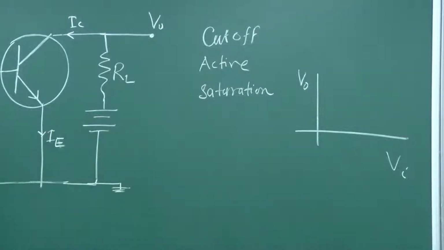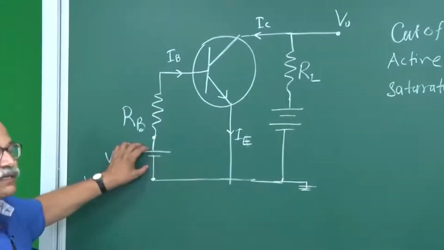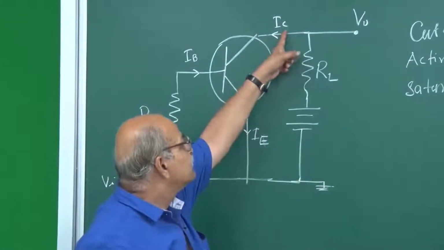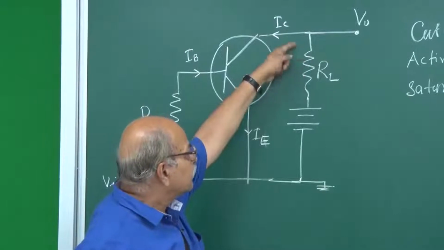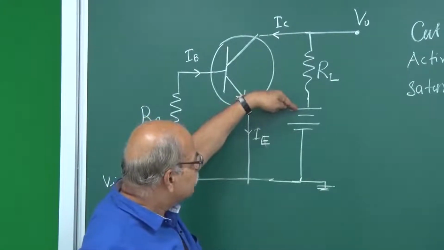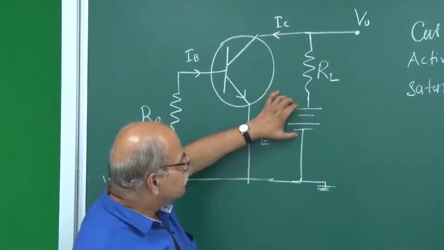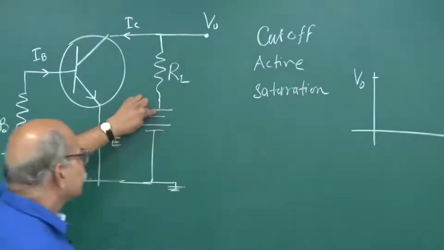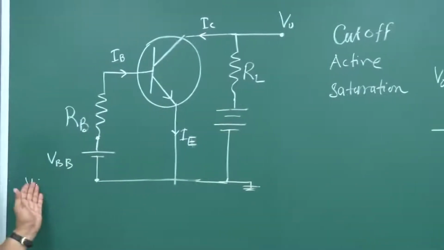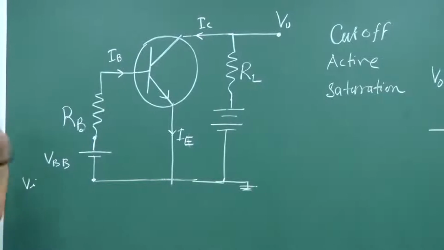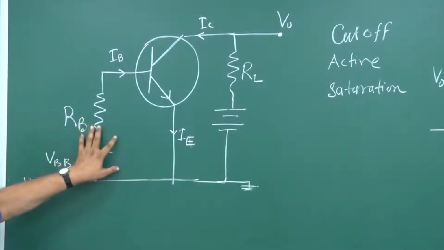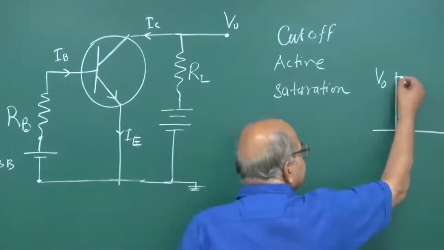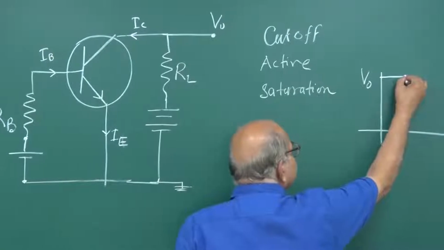what happens? If this VI is very small, you are in cutoff region, and if you are in cutoff region, this IC is 0. If IC is 0, no drop on this RL, and therefore, whatever voltage is here, same will be voltage here. So, this battery voltage will appear as this output voltage. And if you increase it slightly little bit, it is still not forward biased with sufficient strength, and it remains in cutoff region. So, you increase this VI, and initially this will remain at V0.